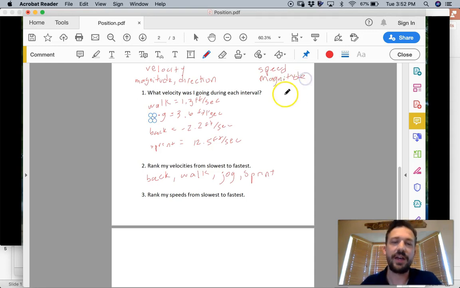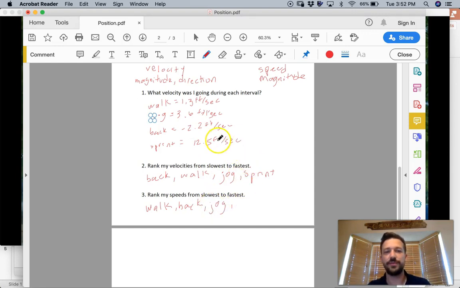So if we're talking about speed here, if you're just talking about magnitude and you're ignoring positives and negatives, you would say, oh, well, walking is the slowest speed. Then it looks like the backwards sprint was the next slowest. Then you got the jog, which is the next slowest, getting to the fastest. And then the last one is the sprint, which is the fastest one.